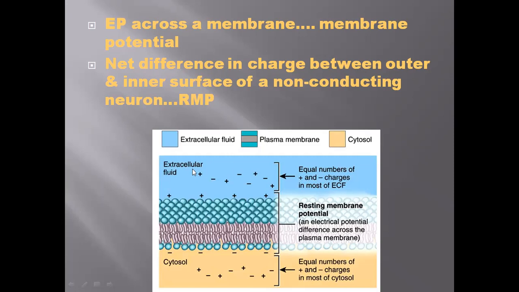This is the extracellular fluid. This is the intracellular fluid. And look here, we have more negative accumulated close to the membrane and more positive accumulated outside. So this is the resting membrane potential.